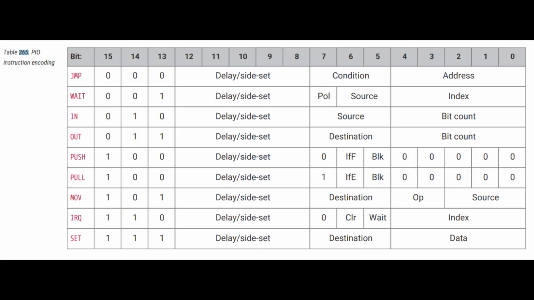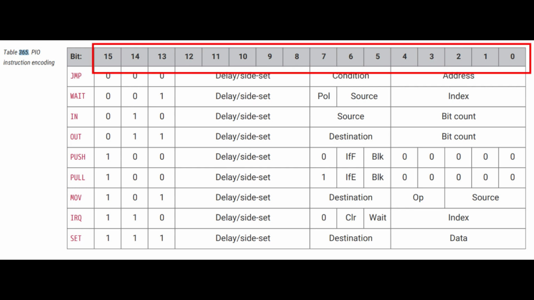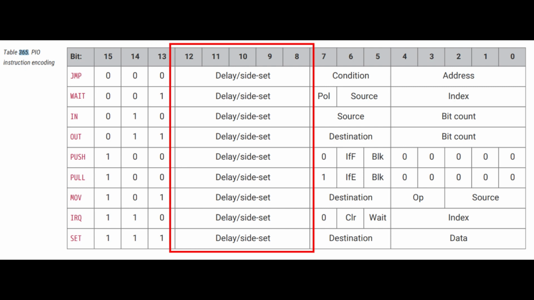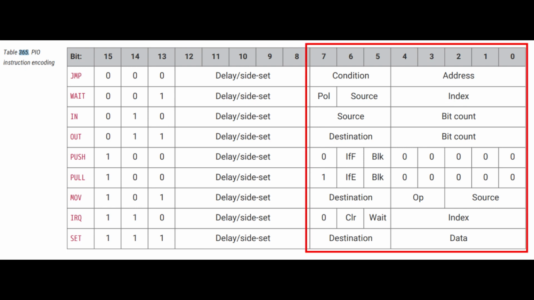I'll refer to section 3.4 of the RP2040 datasheet. As you can see, the PIO instructions are 16 bits long. The 3 most significant bits are the opcode for the instruction. Bits 8 through 12 specify the number of clock cycles to delay, the output of the side set pins, or both. The function of bits 0 through 7 depend on the individual instruction.